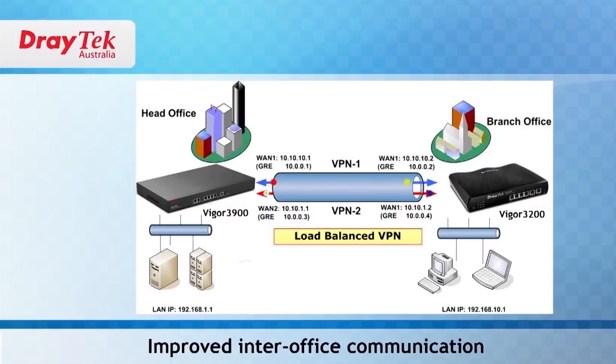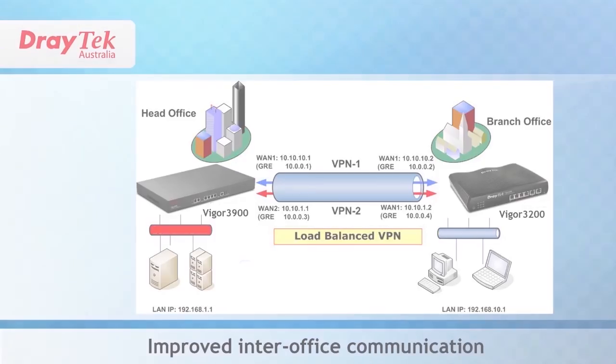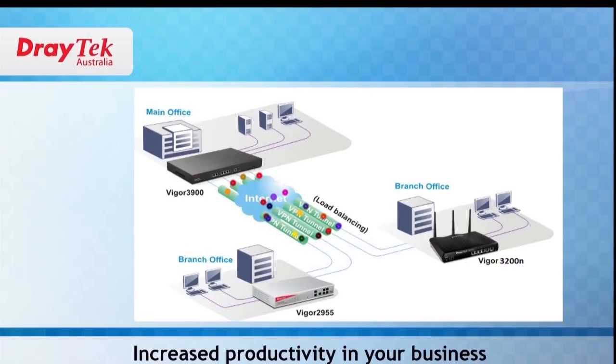I hope this video will help you set up your own VPN load balance connection between your sites. You'll be able to have VPN tunnels over multiple WAN connections and thus have larger network pipes between any two sites. This also provides redundancy should one of the WAN connections fail.